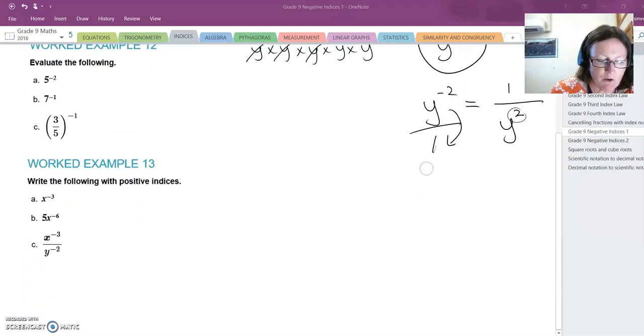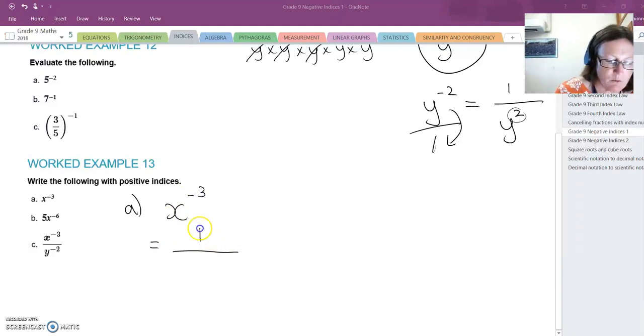So I'm going to start with worked example 13, write with positive indices. With example A, it asks us to write it with a positive indice. So that's a negative indice. What I do is I put 1 on the top and on the bottom x to the power of 3. So I've moved it to the bottom and made the indice positive.